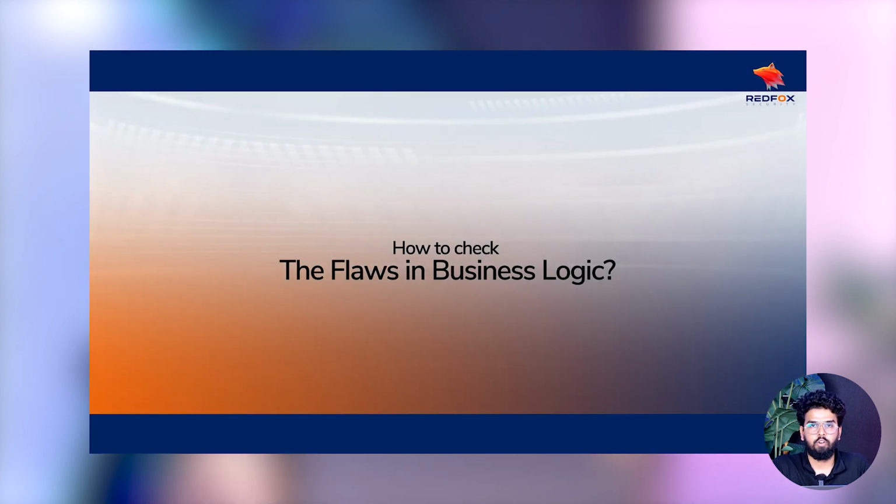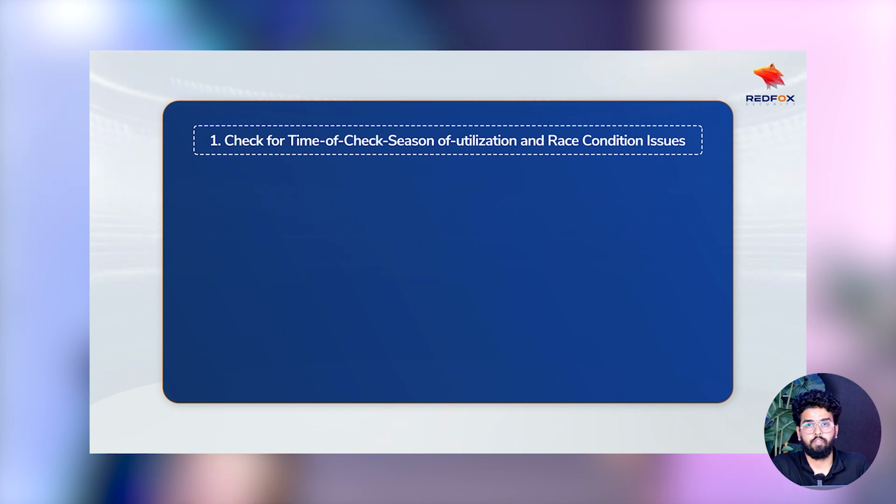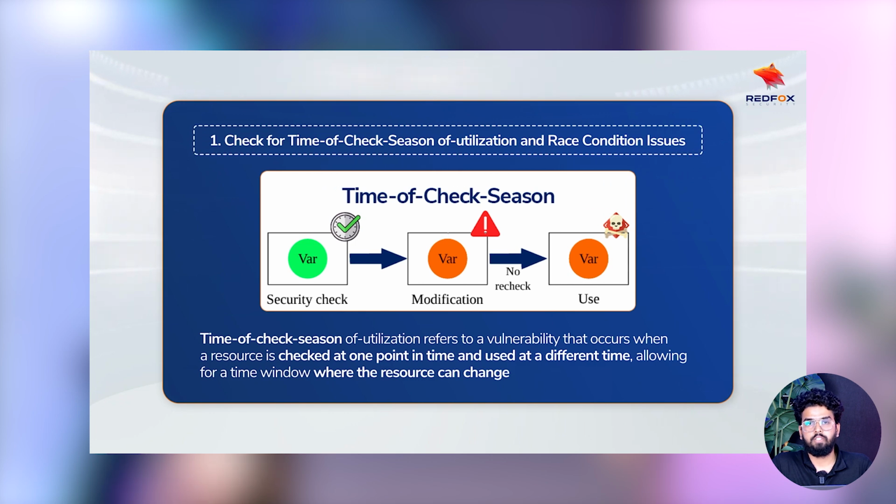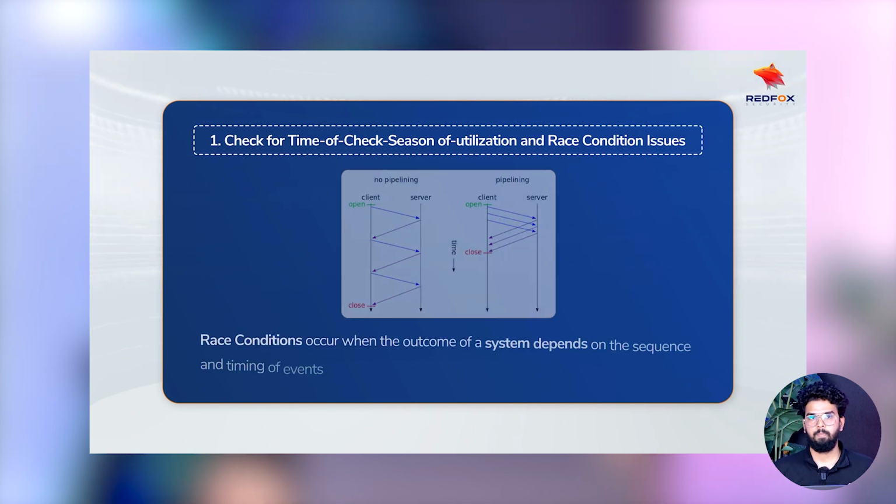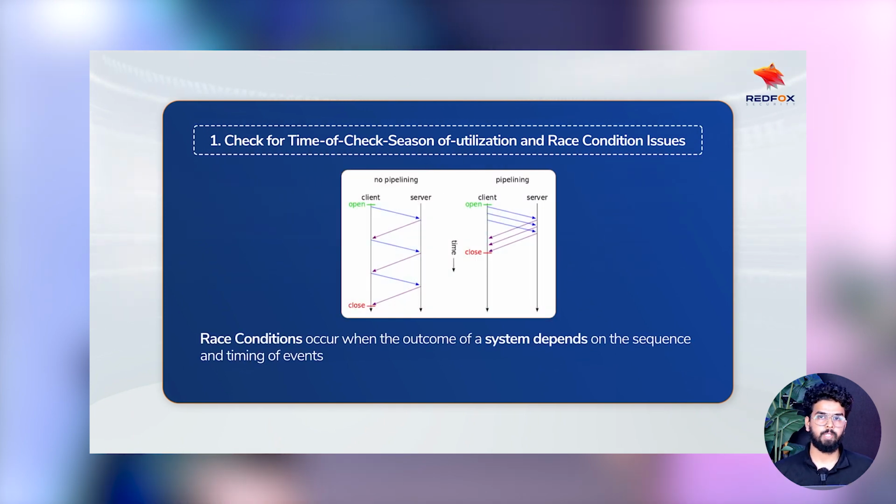How to check the flaws in business logic? First one is to check for time of check, time of use, and race condition issues. Time of check, time of use refers to a vulnerability that occurs when a resource is checked at one point in time and used at a different time, allowing for a time window where the resource can change. Race conditions occur when the outcome of a system depends on the sequence and timing of events.